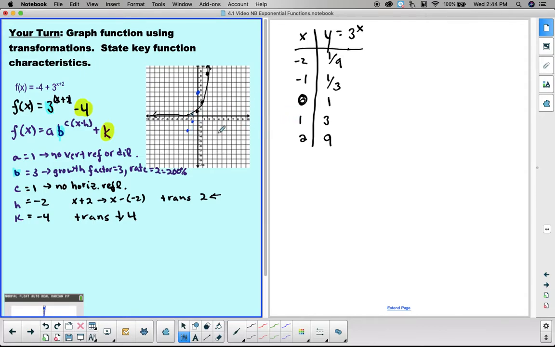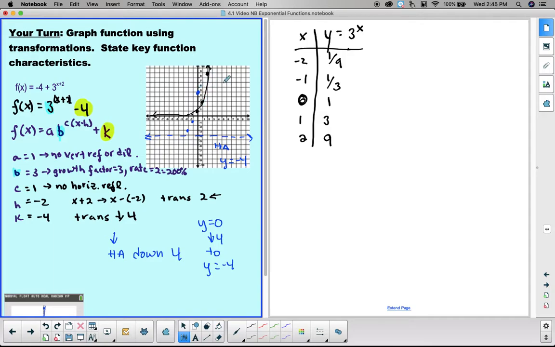And then what happens to our horizontal asymptote? Our horizontal asymptote is going to shift down by 4. So HA moves down by 4. So it's going to move from the x-axis to y equals -4. So there is our HA after transformation: y equals -4. So y equals 0, down 4, to y equals -4.